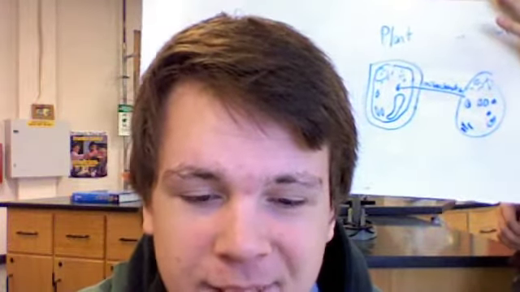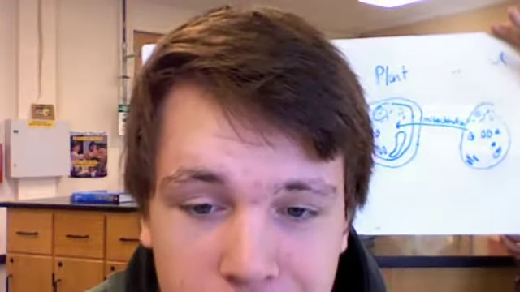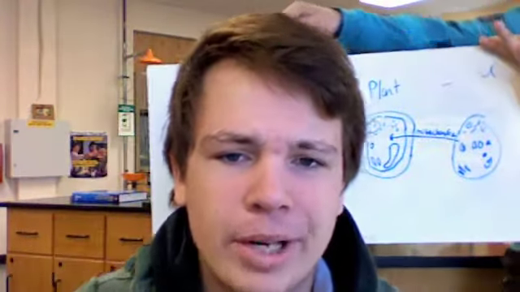Mitochondria. Mitochondria provides the cells with energy and has an inner and outer membrane. It's like the squiggly thing and the oval-like thing.